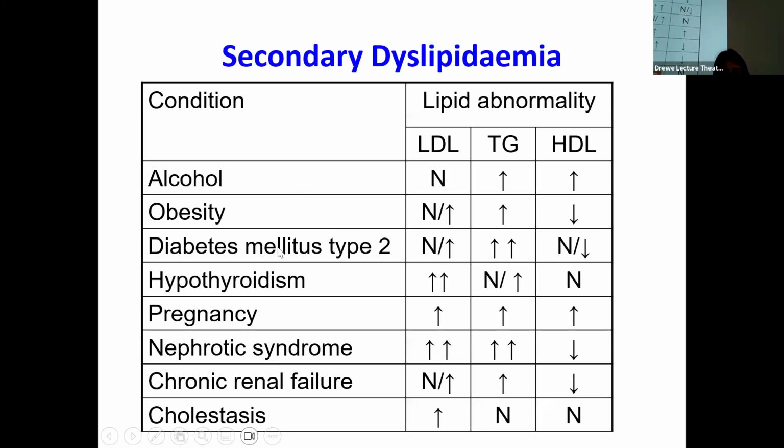And so these are the lipid abnormalities you see with each of these conditions. And some of them can be really quite severe. So with nephrotic syndrome, you often see cholesterol levels of up to 20, I've seen. With cholestasis, you can see higher LDL, but you can also get LPX, which we discussed earlier, which can really push up that total cholesterol.